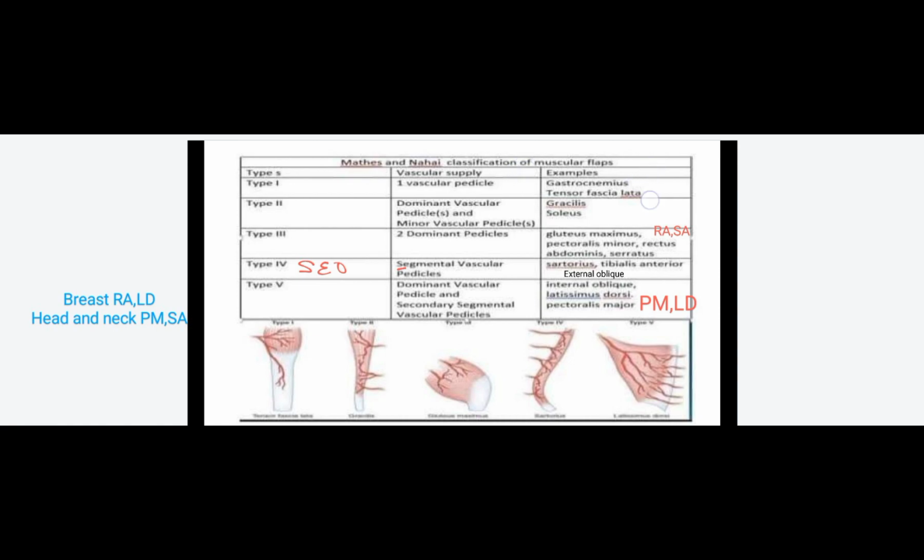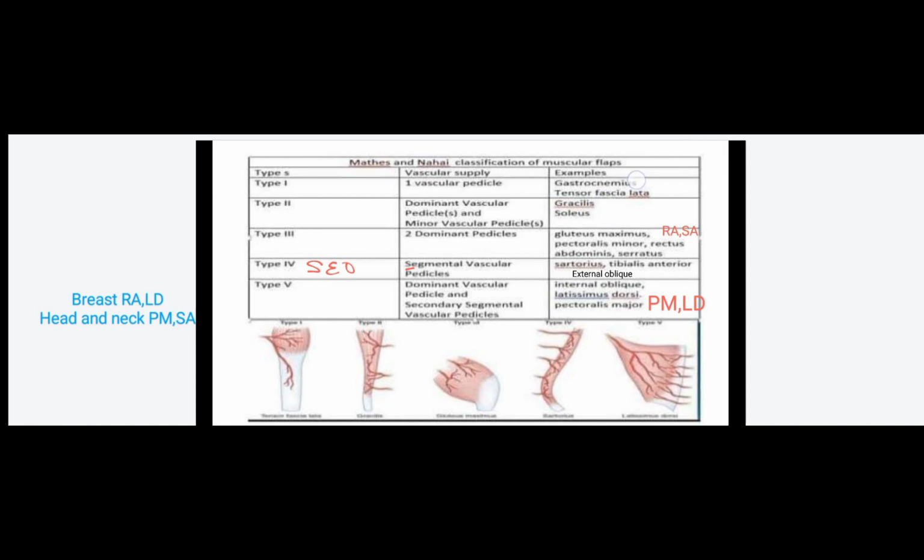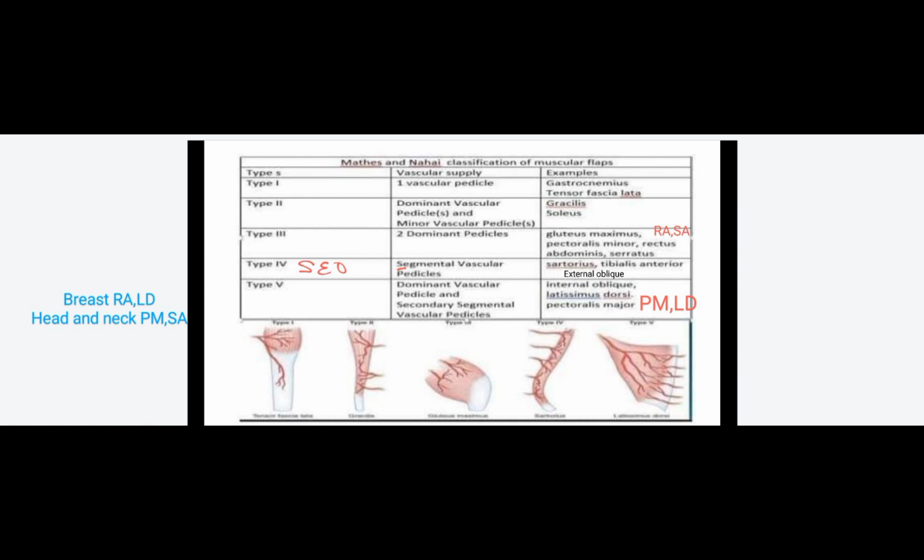Example, gastrocnemius and tensor fascia lata. Then type 2 is one dominant vascular pedicle and minor vascular pedicle. Means one pedicle will be dominant and the other will be minor. That is seen in gracilis and soleus. Gastrocnemius is a large muscle of the leg, so remember that it has only one large vascular pedicle, and gracilis and soleus have two vascular pedicles, means more than one vascular pedicle.